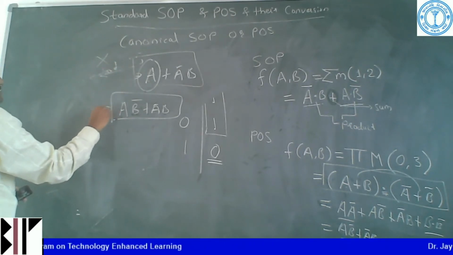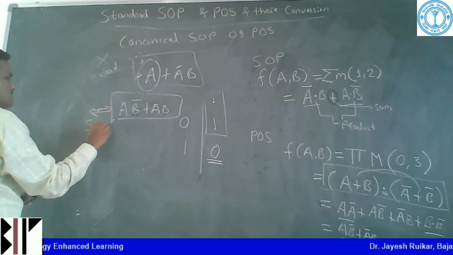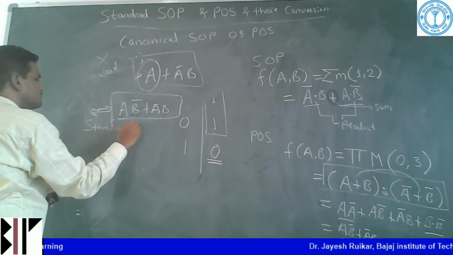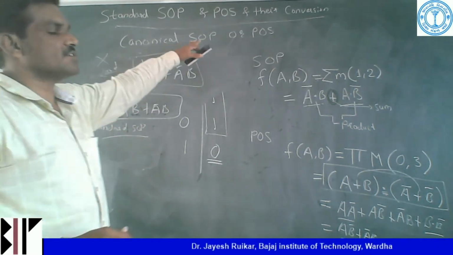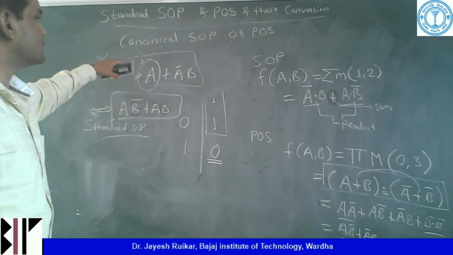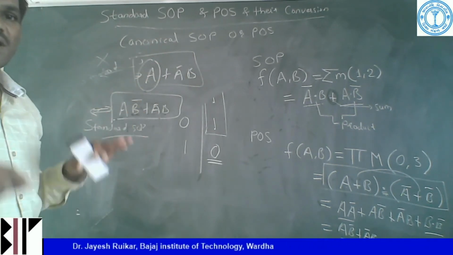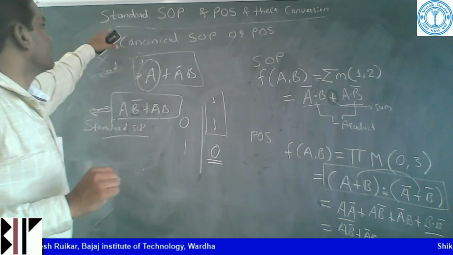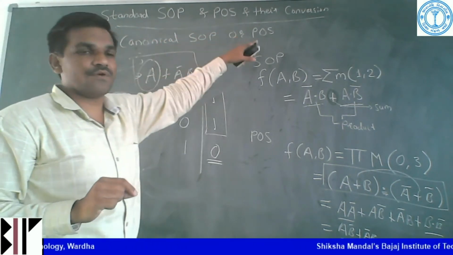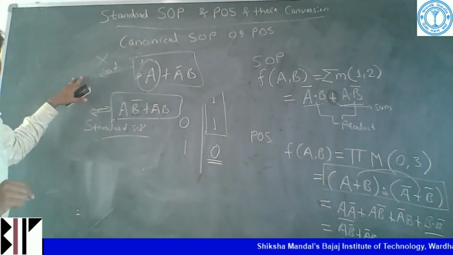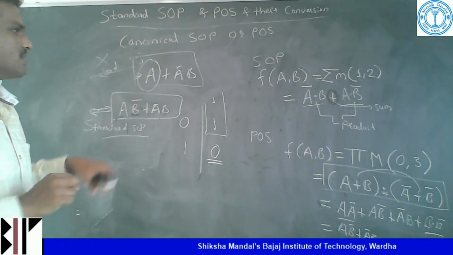Whereas this is your standard SOP. Understand the difference between the normal SOP and standard SOP. The standard SOP has all the literals present. In terms of standard or canonical SOP or POS, all the literals should be present. That is called the standard or canonical form.